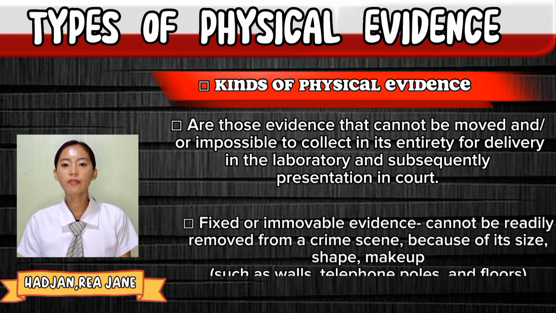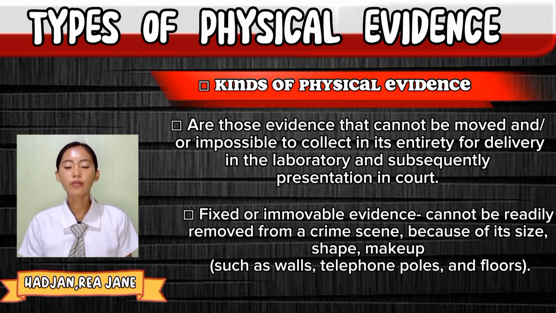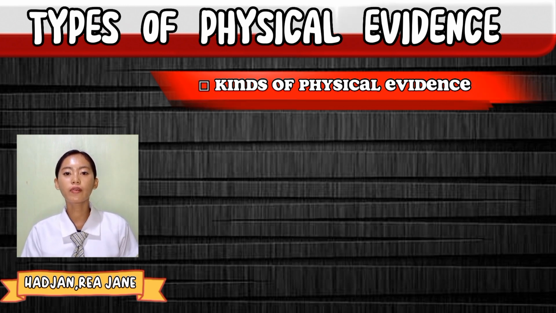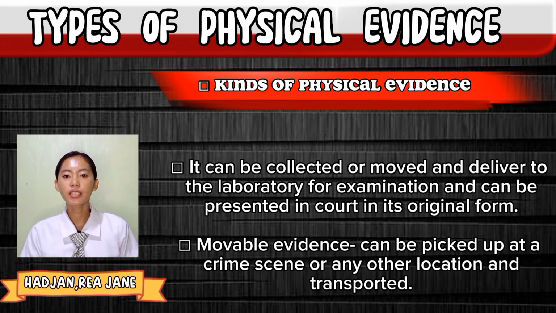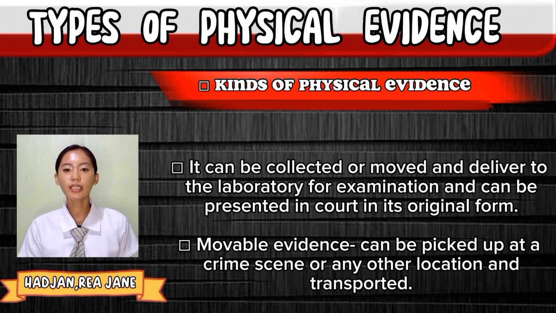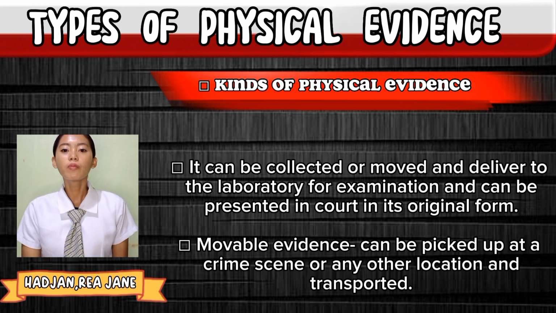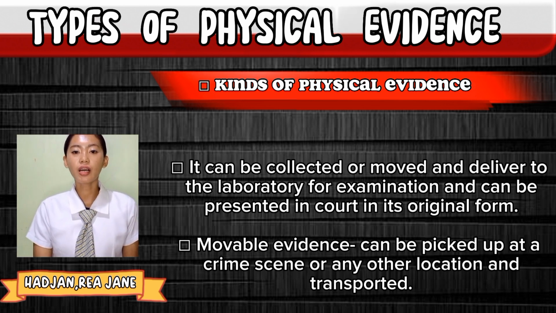Fixed or immovable evidence cannot be readily removed from a crime scene because of its size, shape, or makeup, such as walls, telephone poles, and floors. Movable evidence can be collected or moved and delivered to the laboratory for examination and can be presented in court in its original form. Movable evidence can be picked up at a crime scene or any other location and transported.